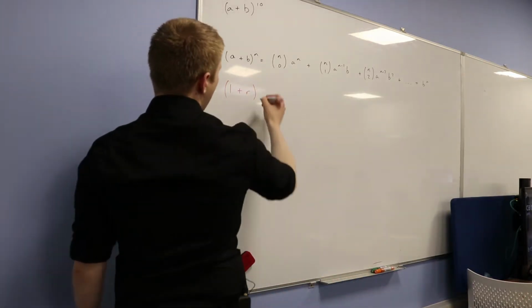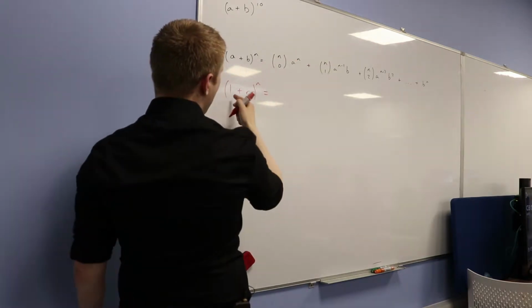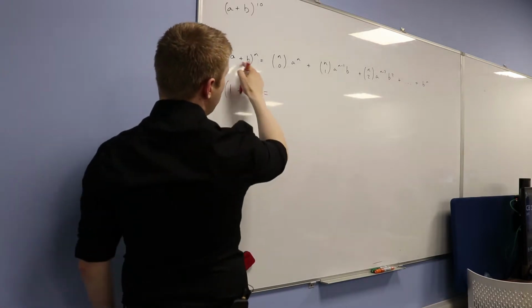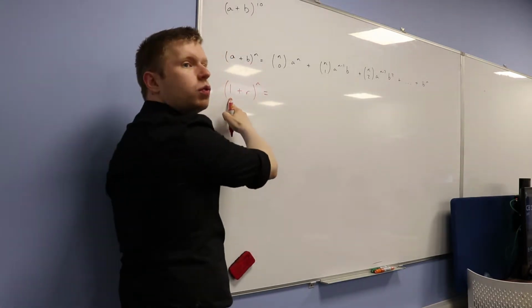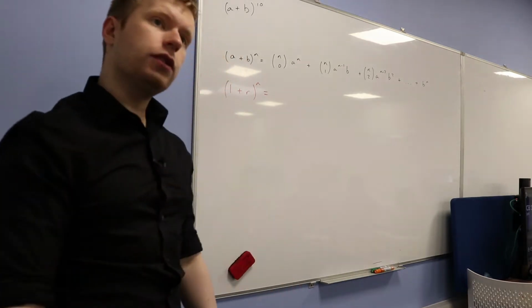So I'm going to say, what happens if I try and expand not A plus B to the power of n, but 1 plus r to the power of n? In other words, I try and expand a binomial where the first term is just 1. This is what I want to try and come up with. So can you generalize the formula for me?